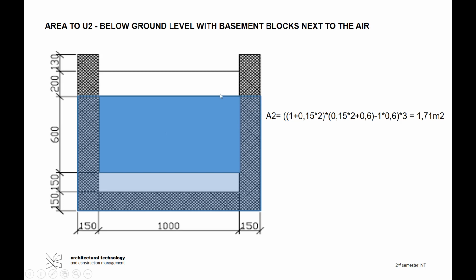So what I need to do is take the whole area of this part and subtract the window. So again, I take the length down here. That's 1 plus the 2 sides that I have out here, times the height, which is 150, 2 times, plus the 600. And then I have to subtract the window part, which is 1 meter times 0.6. And then again, I have 3 of these windows. So the area of this part here is then 1.71 square meter for the 3 light shafts. So this is A2.